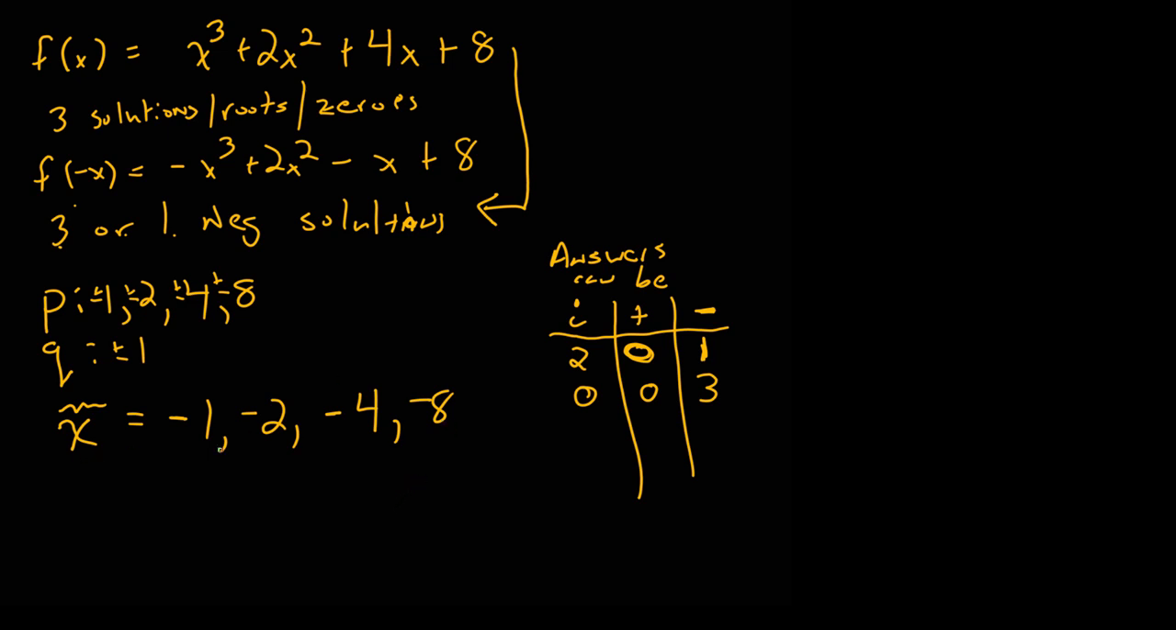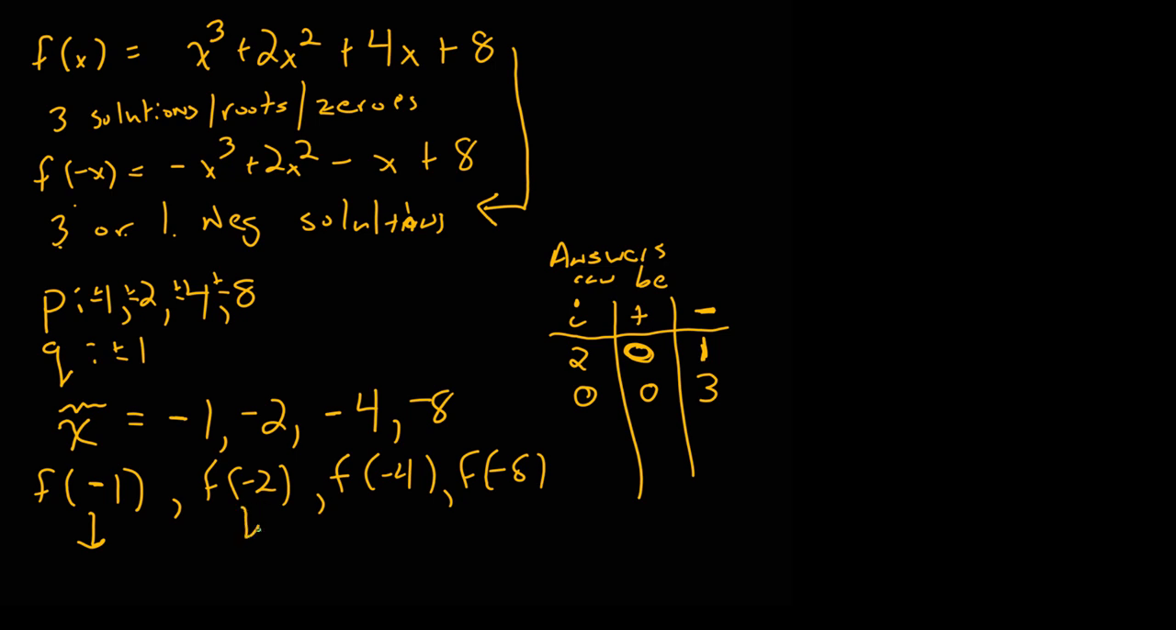So I'm going to use my remainder theorem, and I'm going to test each of these out. And so what I'm going to do is I'm going to look at f of minus 1, I'm going to look at f of minus 2, and I'm going to look at f of minus 4, and I'm going to look at f of minus 8. And I'm going to run them all in on the calculator. So I'm going to just use my calculator here. I'm not going to write anything down. I'm just going to do some typing, right?